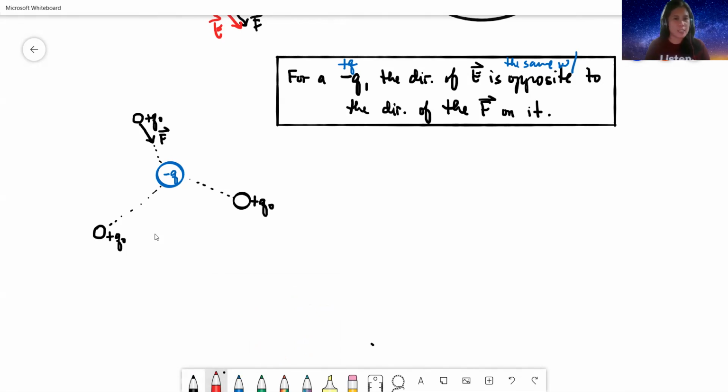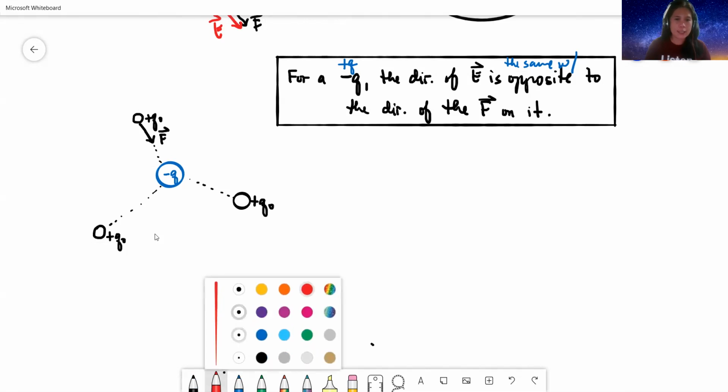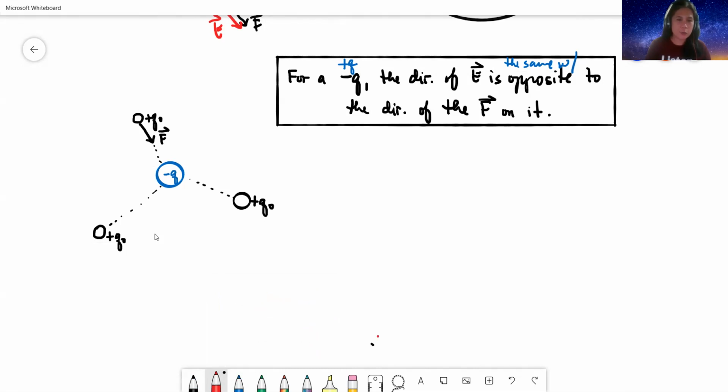Since our source here is a negative charge, it will exert this force here. So the electric field now would be in this direction. Am I making sense? Wait. I don't want to confuse you. Wait. Erase. Let's do it again.